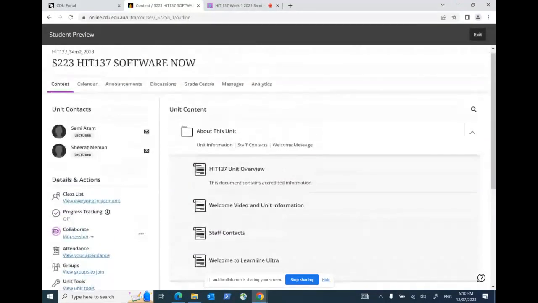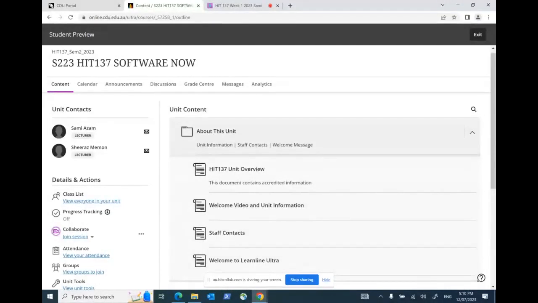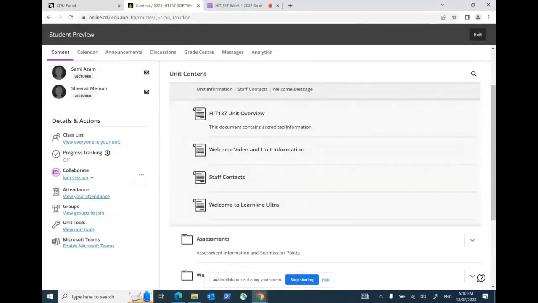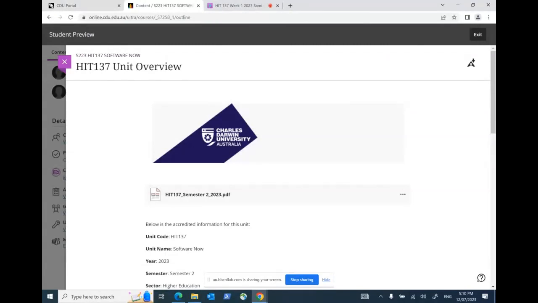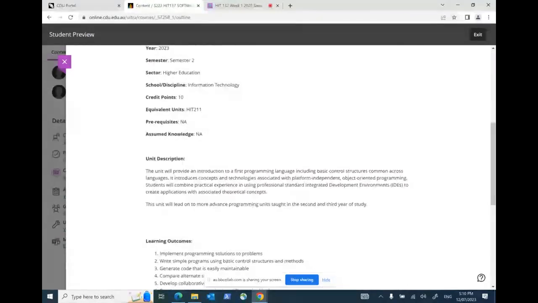What I really want you to do is that once you start, you get into this unit. There are four different modules over there: the unit overview, then the welcome video, staff contacts, and Welcome to LearnLine Ultra. I really want you to look into this overview, and I have already attached a PDF file as well.